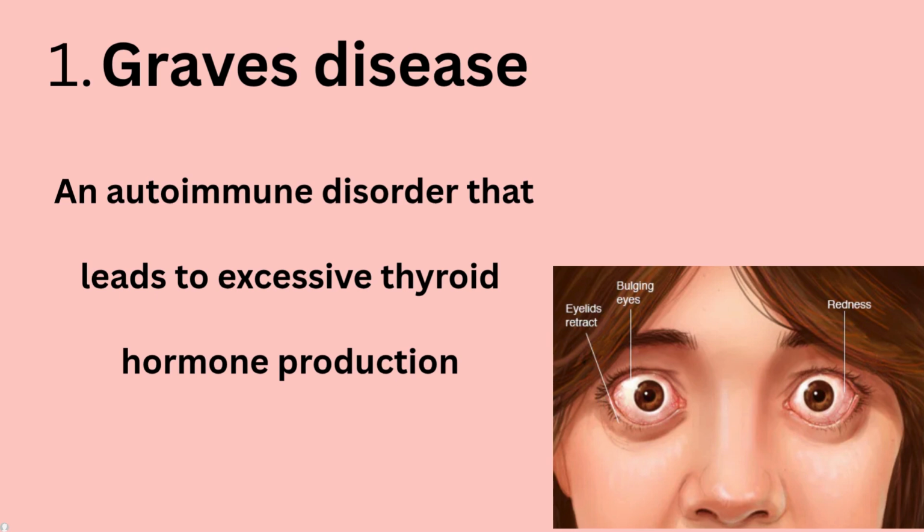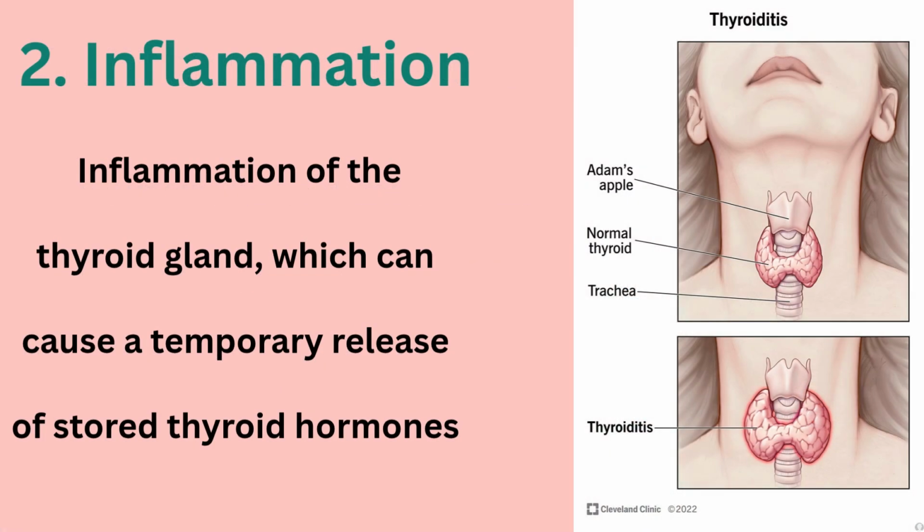Now you might have heard it before in your dental exams that Graves' disease is a type of hyper or hypothyroidism. Now, in conclusion, what is Graves' disease? Graves' disease is an autoimmune disorder that leads to excessive thyroid hormone production, leading to exophthalmos or bulging of your eyeballs. The second cause is inflammation.